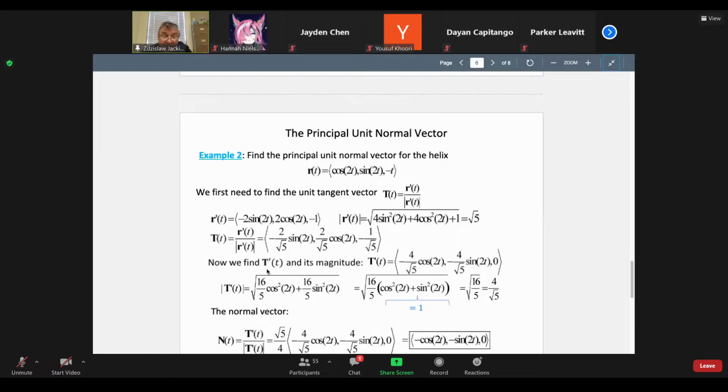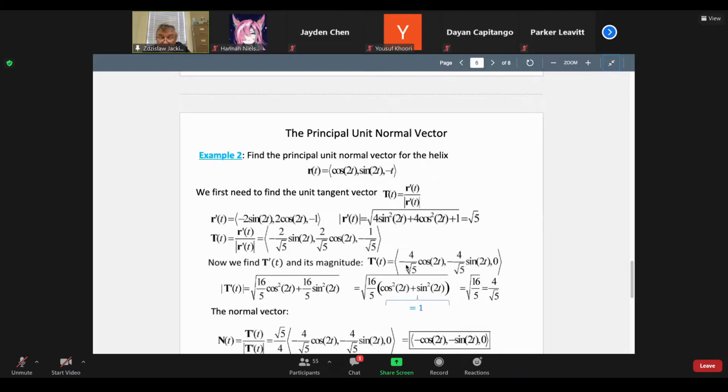Now, we have to compute the unit normal vector. We have to compute now T prime and the magnitude of T prime. Of course, T prime, you differentiate again component by component. So the derivative of this is minus 4 cosine 2t over square root 5. The derivative of this is minus 4 sine 2t over square root 5. And of course, the derivative of this is 0, that's a constant. So that's T prime.